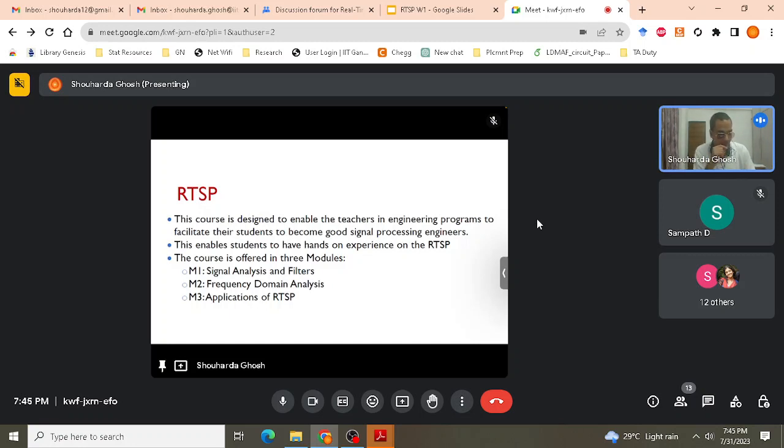And basically this course is divided into 3 modules: signal analysis and filters, frequency domain or spectral domain analysis, and then applications of RTSP. They have been put one after the other in such a manner that we learn the basics of the signals, how you analyze the signals, and then the filters, the basic operations of the filters. Then we build upon module 1 and use that knowledge in the second module, where you analyze the acquired signal in detail using spectral analysis, because you have learned very well from your previous signal processing classes that you may not be able to analyze everything in time domain.